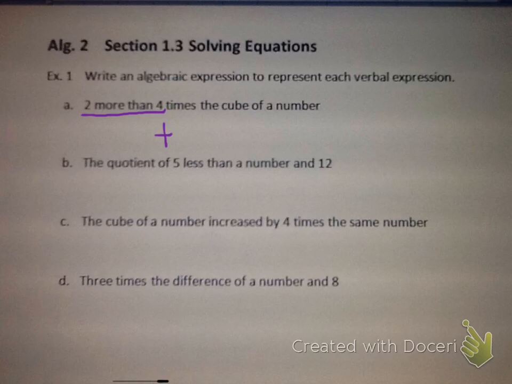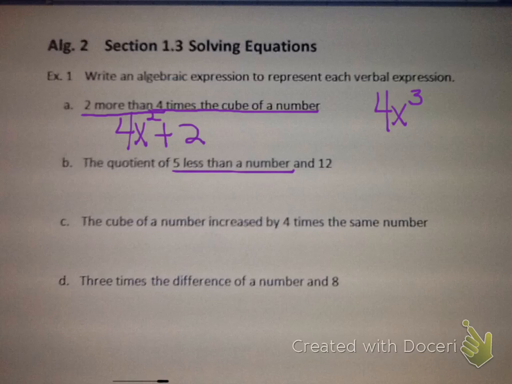Section 1.3, Solving Equations. Example 1, write an algebraic expression that represents each verbal expression. A: 2 more than 4 times the cube of a number. Anytime you see the words more than or less than, you flip the order that it is written. So what goes in front of the words more than goes after the plus sign. Where it says 2 more than, that means something plus 2. 4 times the cube of a number, that's 4 times x to the third power, and that goes in front.